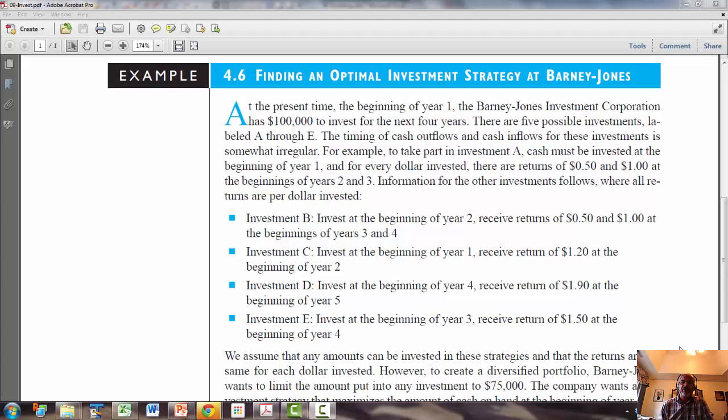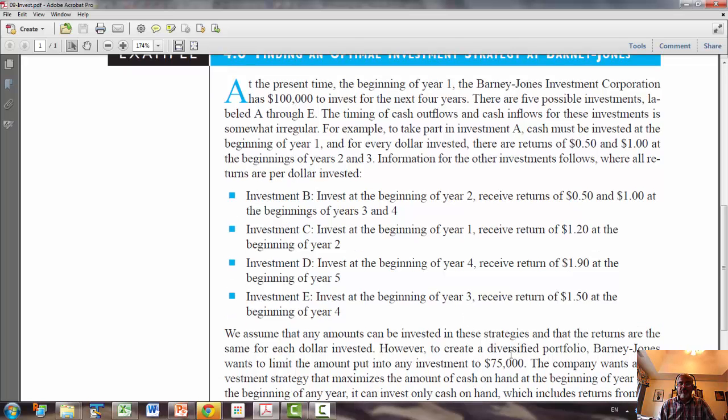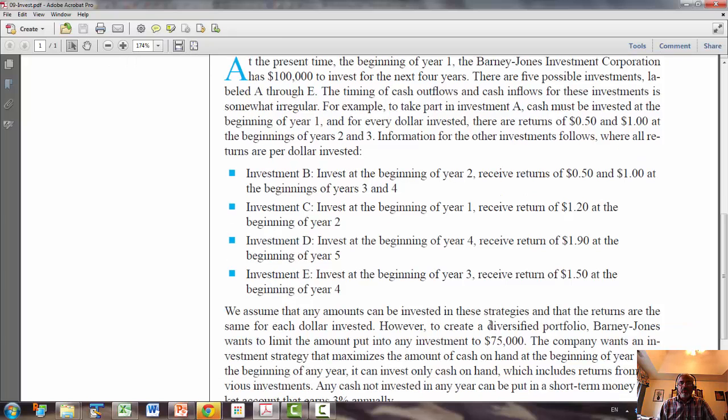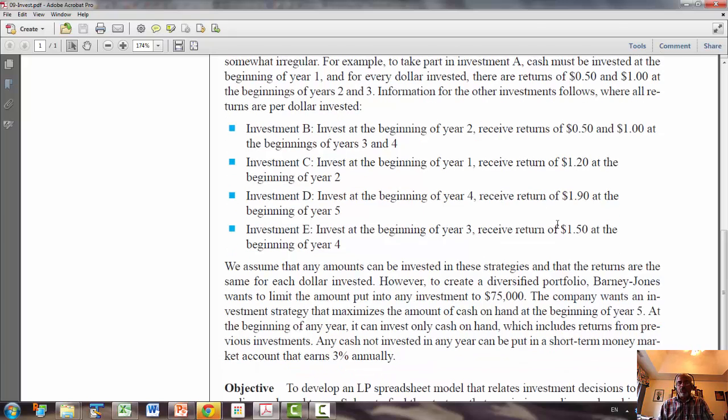And there are 5 possible investment opportunities available. Each investment opportunity has a certain amount of cost involved, a cost outlay for different years. And then there is return coming back. And we have a limitation that in any one given investment you cannot invest more than $75,000. We want to look at 4 years of investment, and at the end of 4 years, or at the beginning of the 5th year, we want to maximize our total cash position.